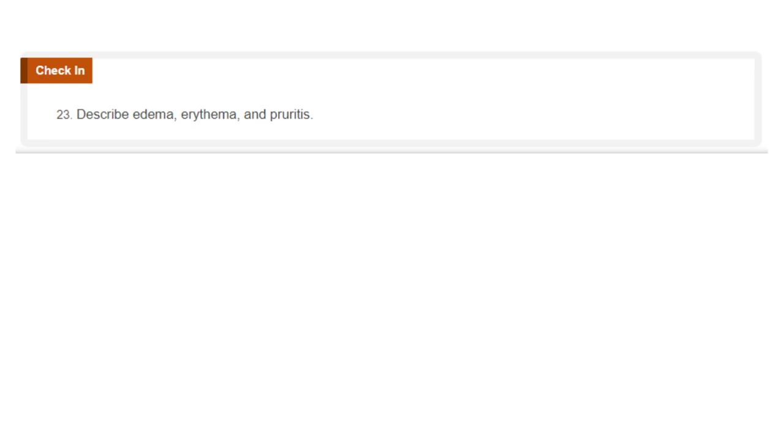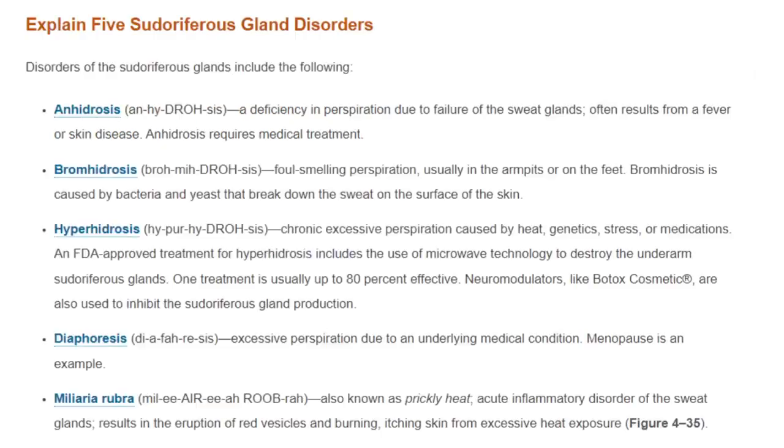Check in. Describe edema, erythema, and pruritus. Explain 5 sudoriferous gland disorders. Disorders of the sudoriferous glands include the following. Anhidrosis, a deficiency in perspiration due to failure of the sweat glands, often results from a fever or skin disease. Anhidrosis requires medical treatment. Bromidrosis is foul-smelling perspiration, usually in the armpits or on the feet.